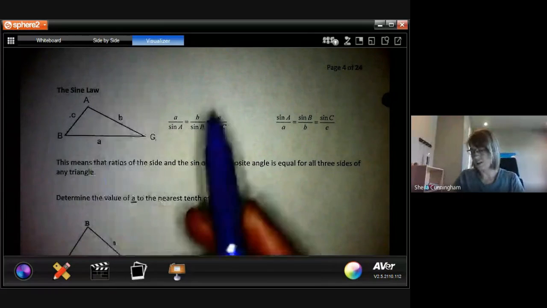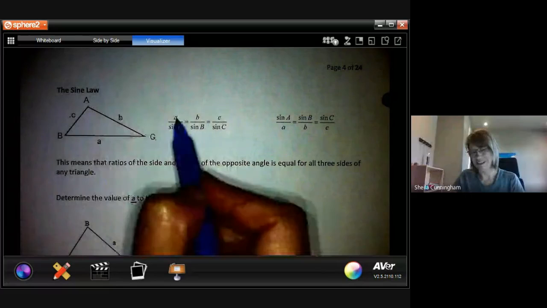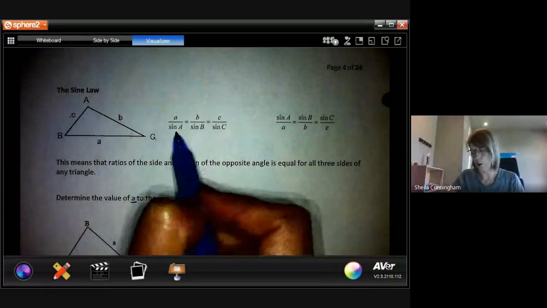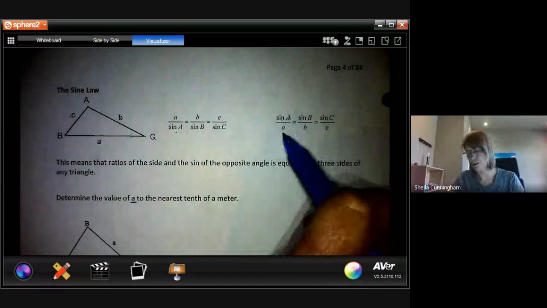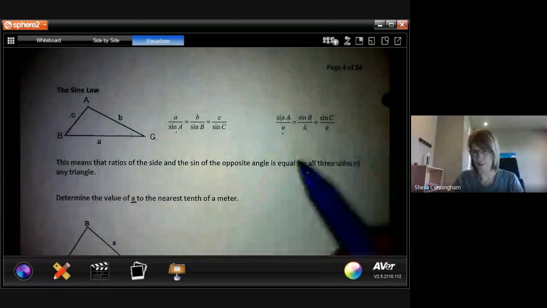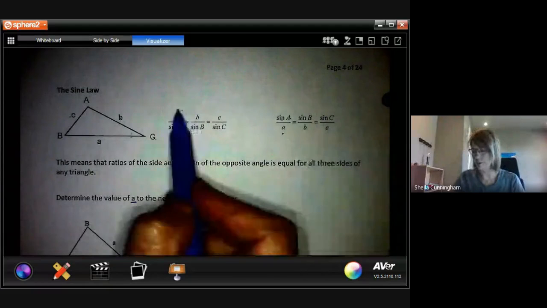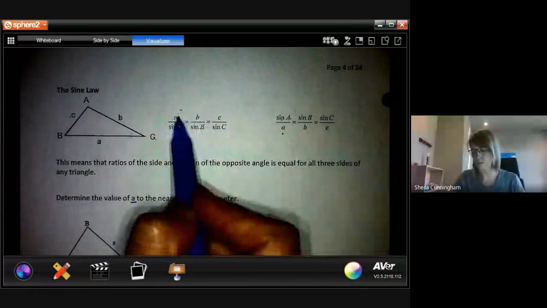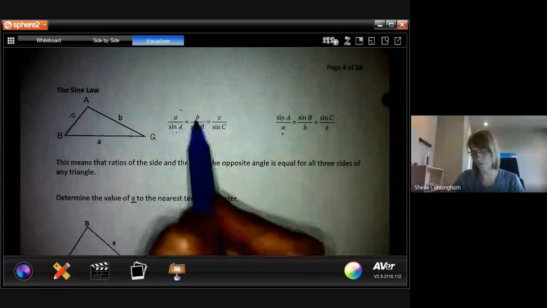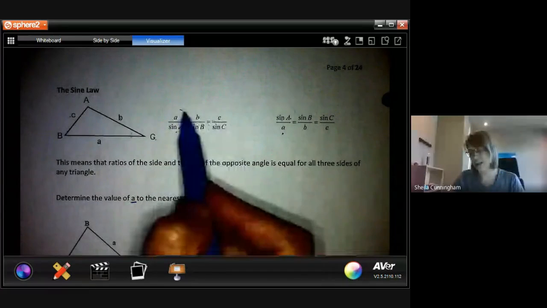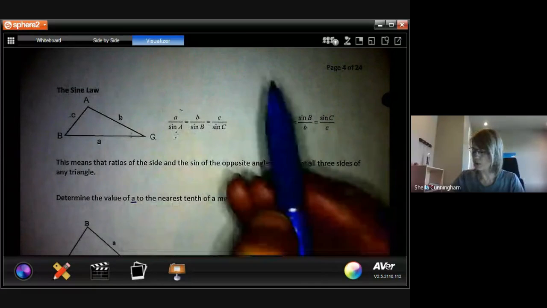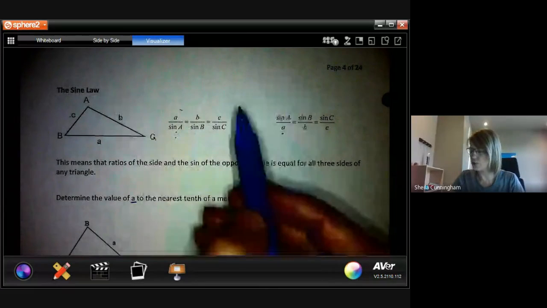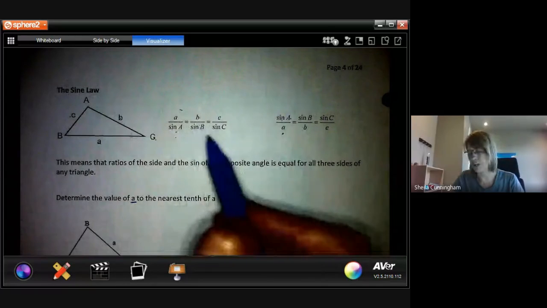Now, I can put my side measure on top over my angle measure, or I can do it the other way and put my angle measure on top over my side measure. It honestly does not matter. As long as you're consistent, if you're starting with side, you better start with side in the second ratio. All of them have to be the same in terms of what goes on top and what goes on the bottom. Typically, when you're using sine law, you're going to use two of the ratios. You'll never use all three.